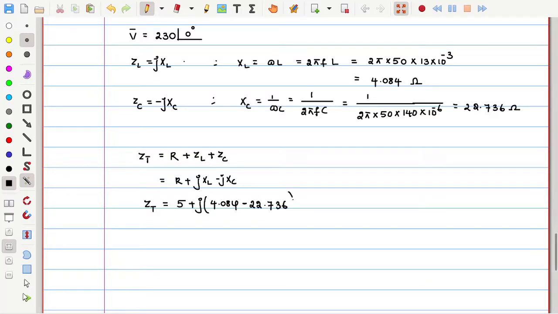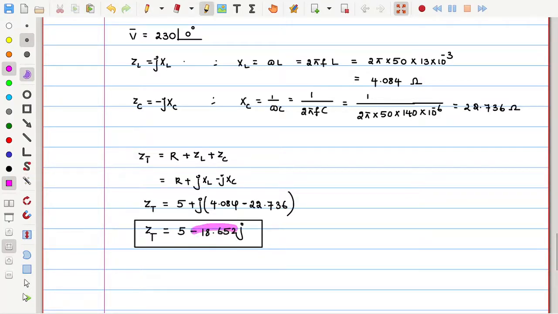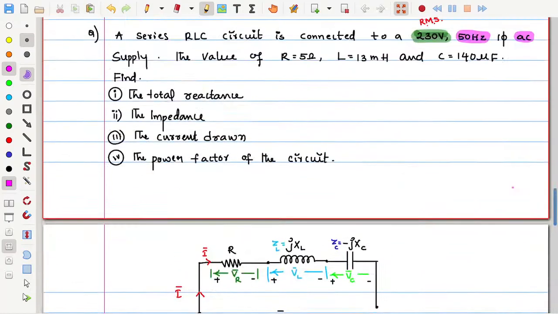22.736. So XL minus XC. If I simplify this, XC is more, so I'll be getting this as minus. So how much will I get? 22.736 minus 4.084, that is minus 18.652 j. Now try to see in this impedance what is the imaginary part. The value is minus 18.652. This is generally referred to as the total reactance offered by this circuit.